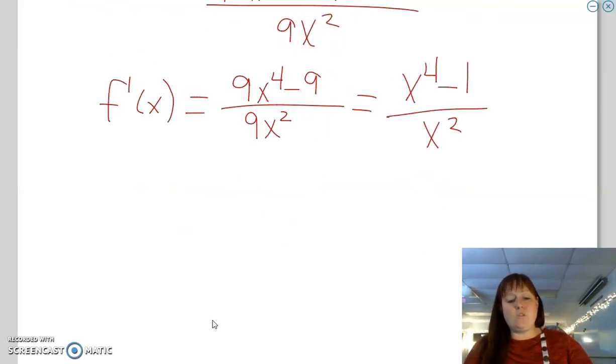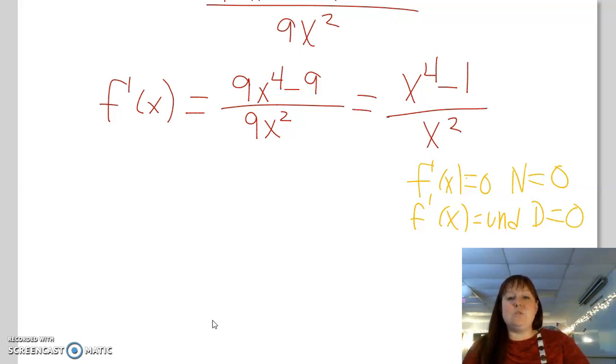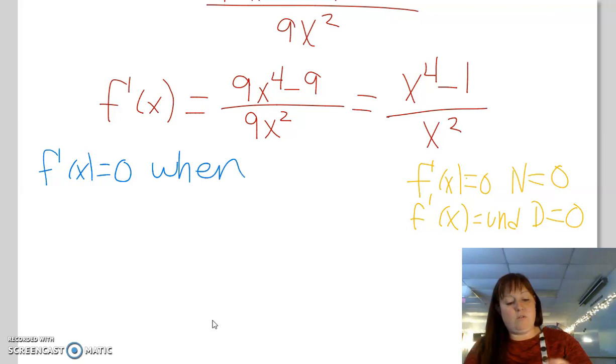So now remember, f prime of x is equal to 0 when the numerator equals 0. f prime of x is undefined when the denominator equals 0. Okay, so those are the two things that we're going to check. We're going to find where it is equal to 0, and where it is undefined. And so, f prime of x equals 0 when x to the 4th minus 1 equals 0.